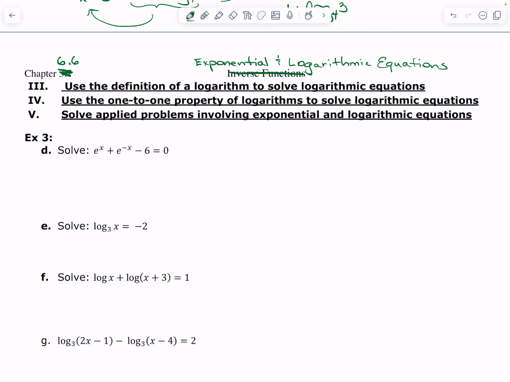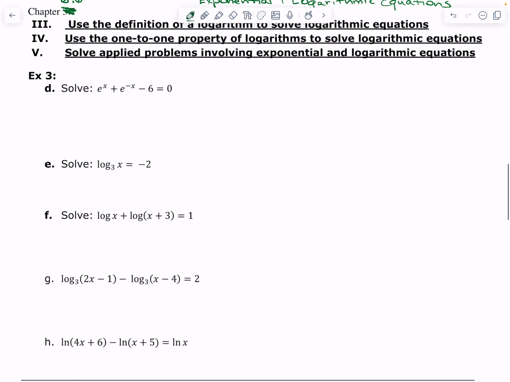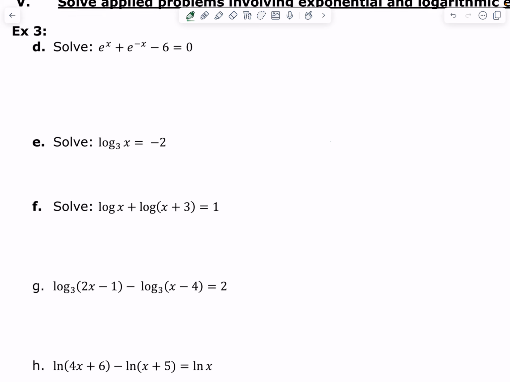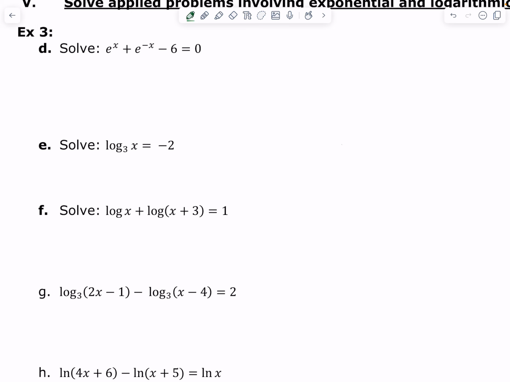We are going to take a look at a couple of the situations that aren't super obvious to start, but once you see them, you know what to look for. Okay? So this first one, D, e to the x plus e to the negative x minus 6 equals 0 is actually quadratic, even if it doesn't look that way.